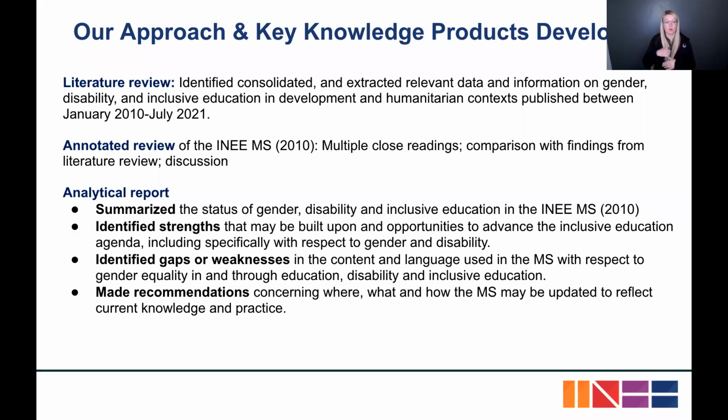We identified strengths that may be built upon and opportunities to advance the inclusive education agenda, including specifically with respect to gender and disability. We identified gaps or weaknesses in the content and language used in the MS with respect to gender equality in and through education, disability, and inclusive education. And we offer recommendations concerning where, what, and how the MS may be updated to reflect current knowledge and practice. Next slide, please.